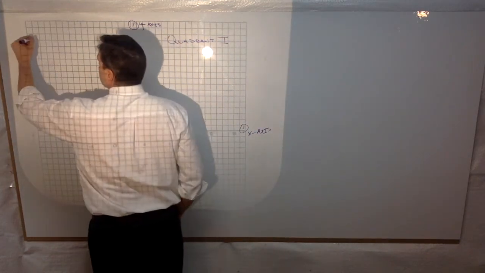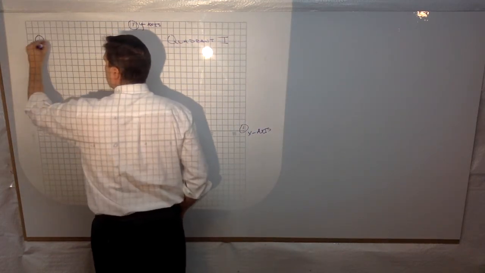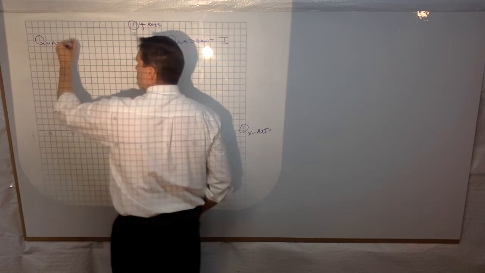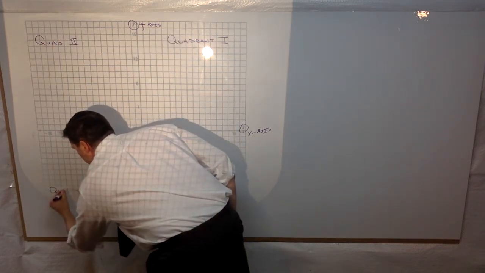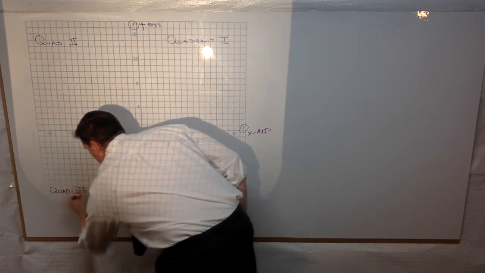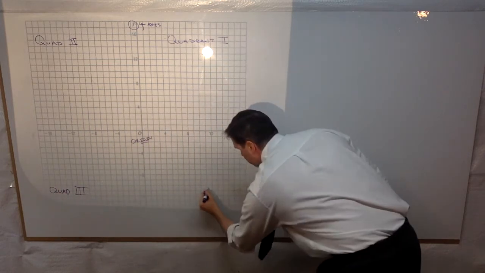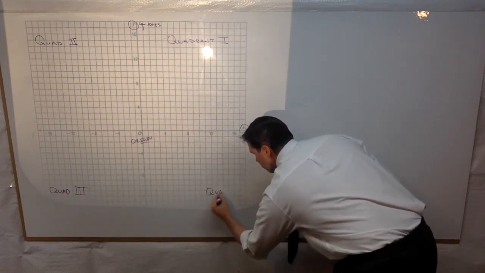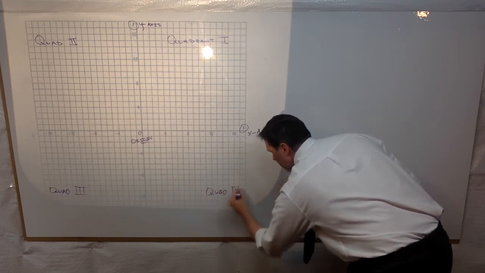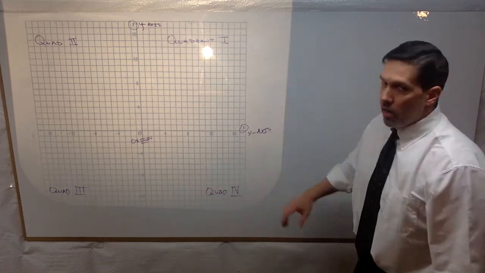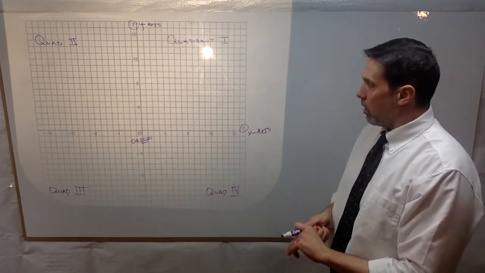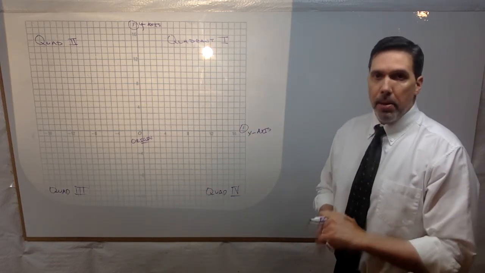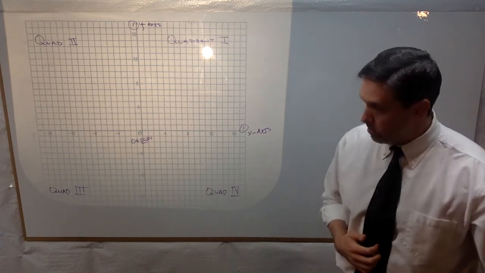Over here, up to the left-hand corner, is quadrant Roman numeral 2. Down below that, we call it quadrant 3. And right next to that is quadrant 4, Roman numeral IV. Now, when we locate points here in this Cartesian coordinate system, we label them as an ordered pair.